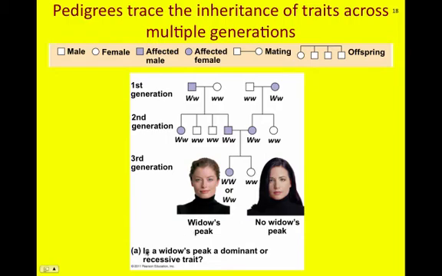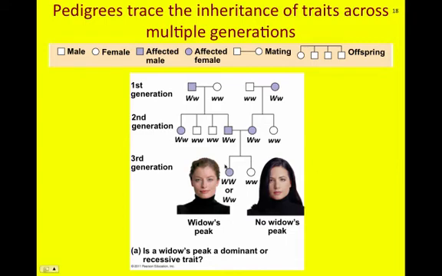Now this question asks, is a widow's peak a dominant or recessive trait? How would you figure that question out? You need to look at the mode of inheritance. Is it skipping generations? Is the trait seen in every generation? Well, for widow's peak, if the parent has it, at least one child in the next generation is going to have it. You see that in every case. So the best answer would be that widow's peak is a dominant trait.